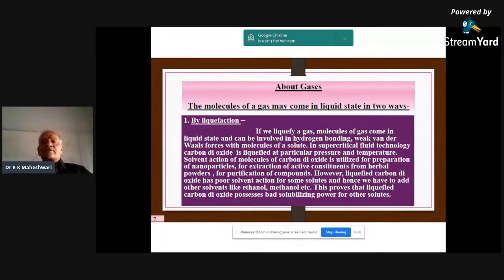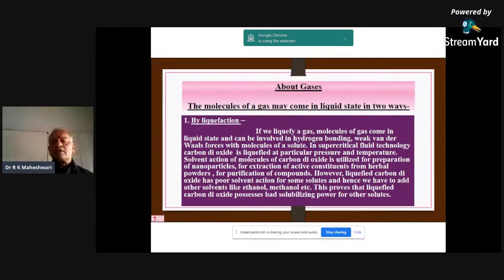Okay. So if the molecules of gas come in liquid state, then definitely the molecules of gas may be involved in hydrogen bonding and weak van der Waals forces with the molecules of its solute. So how can the molecules of gas come in liquid state? By two methods. Number one, by liquefaction of the gas. For example, if we liquefy a gas, molecules of a gas come in liquid state and can be involved in hydrogen bonding, weak van der Waals forces with molecules of a solute.